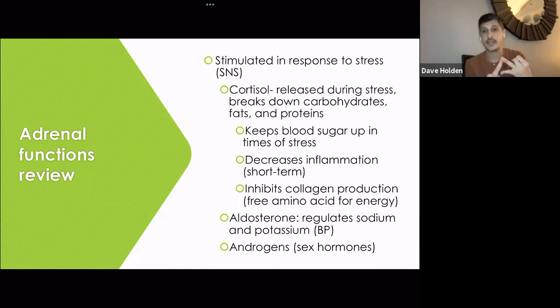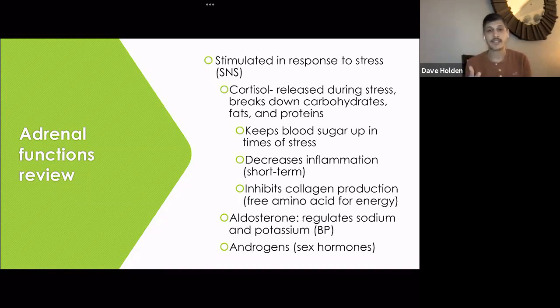We will decrease inflammation in the short term. Again, if I twist my ankle running from the bear, I cannot stop to tend to my wounded ankle. I have got to keep running. You won't even feel that sprained ankle. It also inhibits collagen production so that we free amino acids up for use in energy. So instead of building new structures in the body, we are going to use those bricks to burn for fuel just in case we need them.